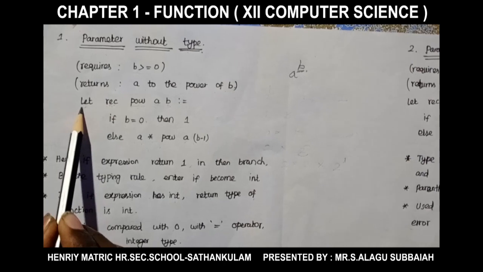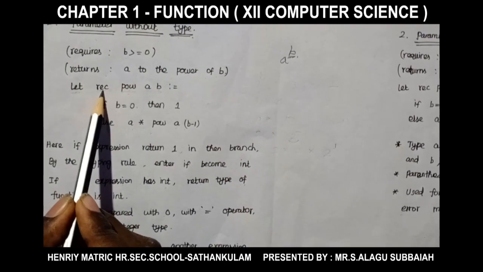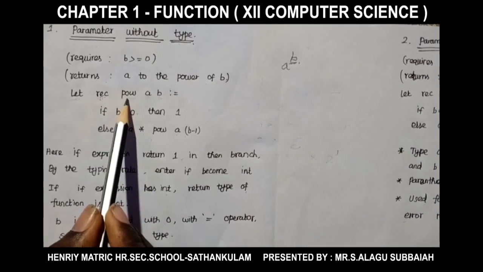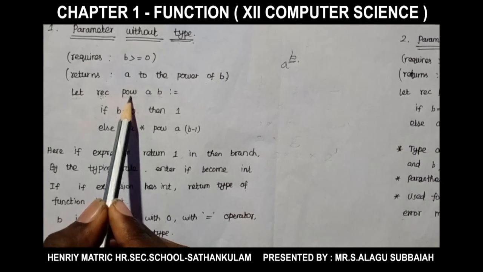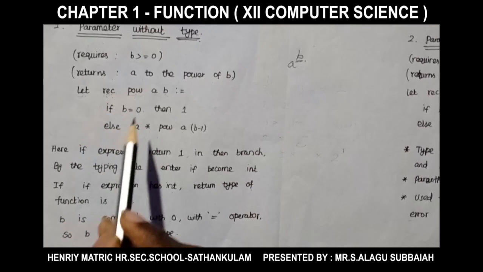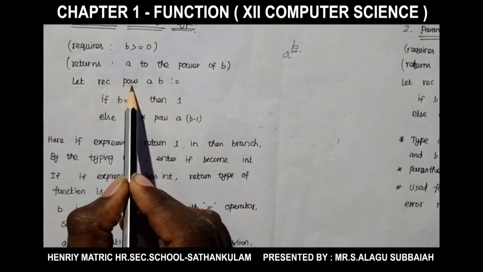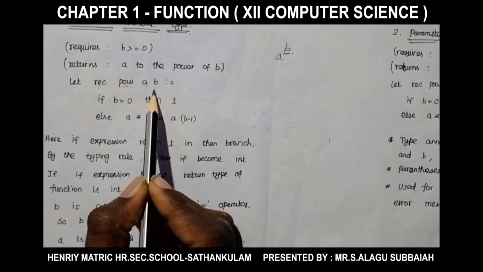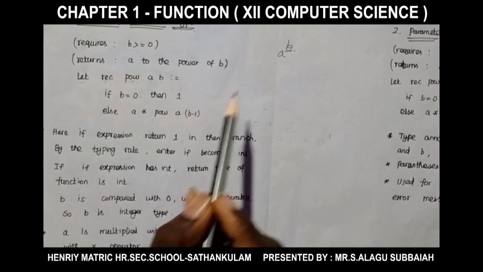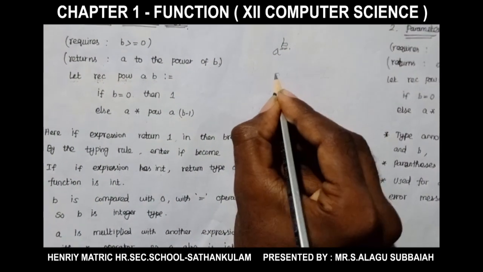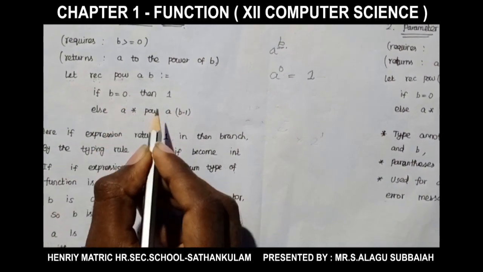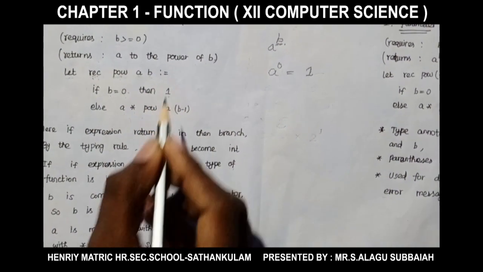Every function starts with the let keyword, and next rec is also a keyword because it is a recursive function. Recursive function means we can call the power function again and again. So the rec keyword is used here. And next, the name of the function, power, and two arguments are used, that is a and b. First we check if the b value is 0, then a to the power of 0 equals 1. So if the b value is 0, the function returns 1 as the output.